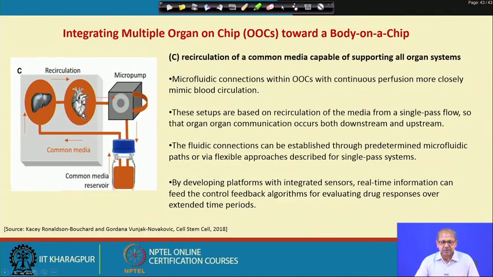And this is a chip where that recirculation is there, like your normal vascular system, that common media is passing through each of the organ on chips and again circulating. This is like a circulating system in our body. So, in that platform, every organ is getting feedback from the other organs, there is no downstream or upstream.